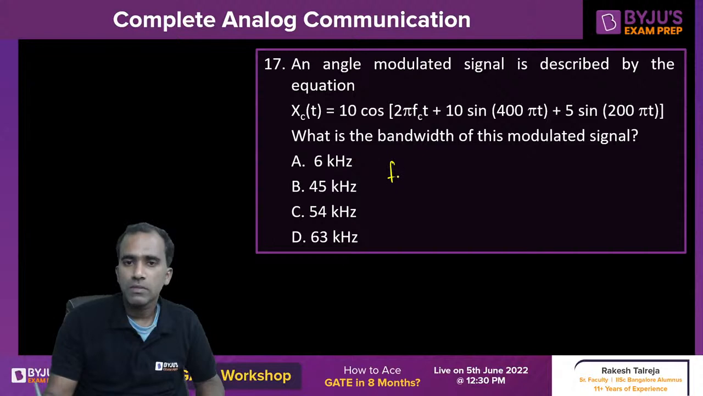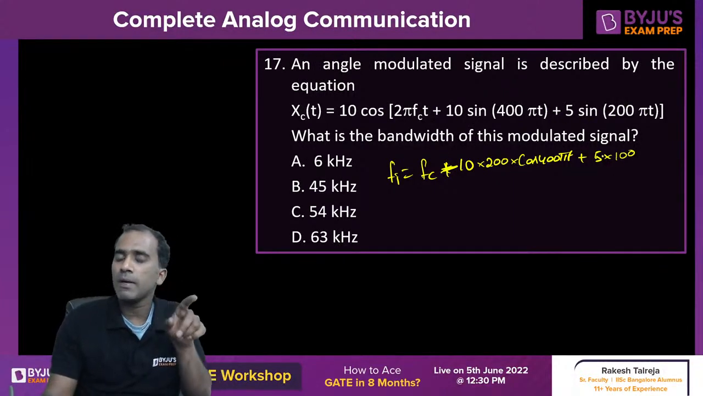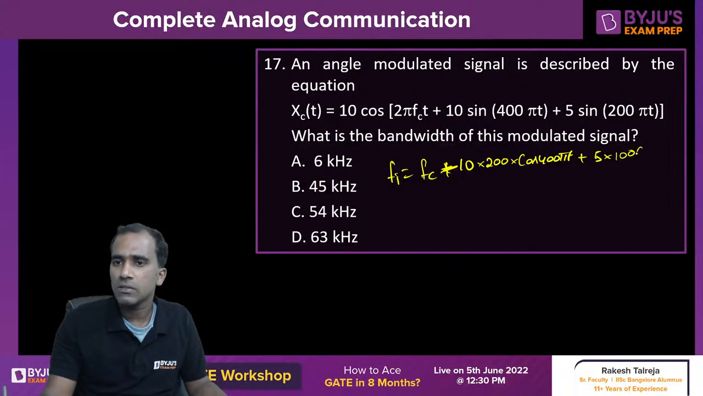Okay, angle below. So how to find the instantaneous frequency? Divide this total thing by 2 pi and differentiate it. So it becomes fc plus 10 into fc minus sine differentiation is cos. So 400 pi divided by 2 pi is 200 into cos 400 pi t, plus 5 into 200 pi outside when you differentiate, and dividing by 2 pi, it will be 100. So I'm applying the formula 1 by 2 pi d by dt of theta of t. This is theta of t. I'm differentiating and dividing by 2 pi. I'm writing things directly so that we can save time.